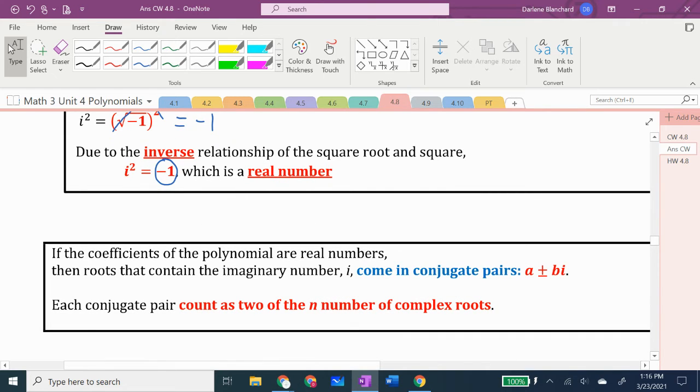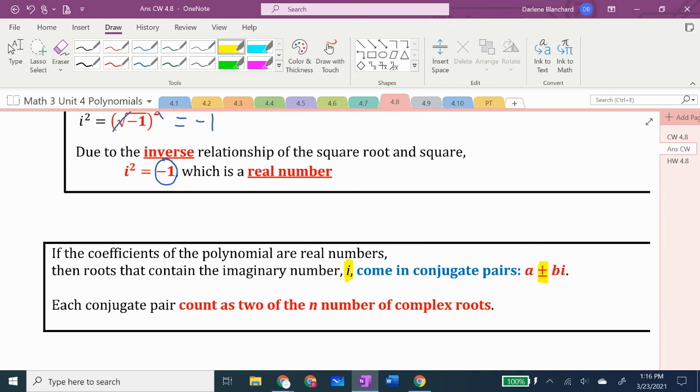Now, if you are dealing with a polynomial with nice real number coefficients, which is only what you're going to deal with, you won't deal with anything beyond that. Know that if you have a root that contains the imaginary number, its complex conjugate has to also be a root. And its complex conjugate creates a pair of numbers where the plus or minus is with the imaginary number.